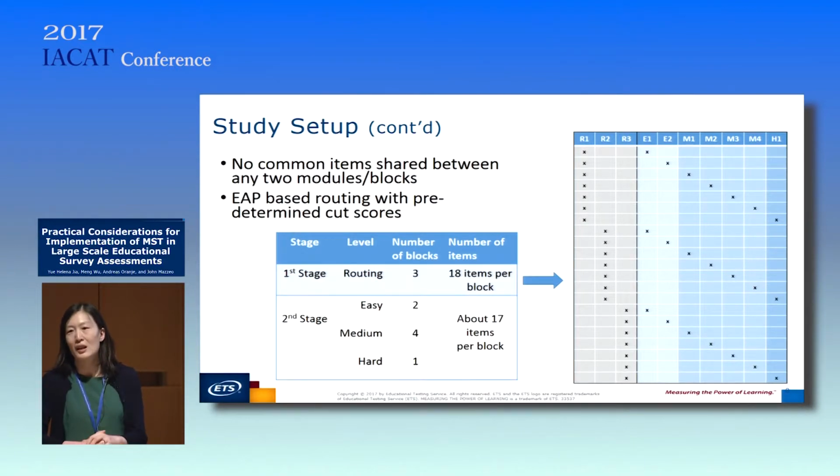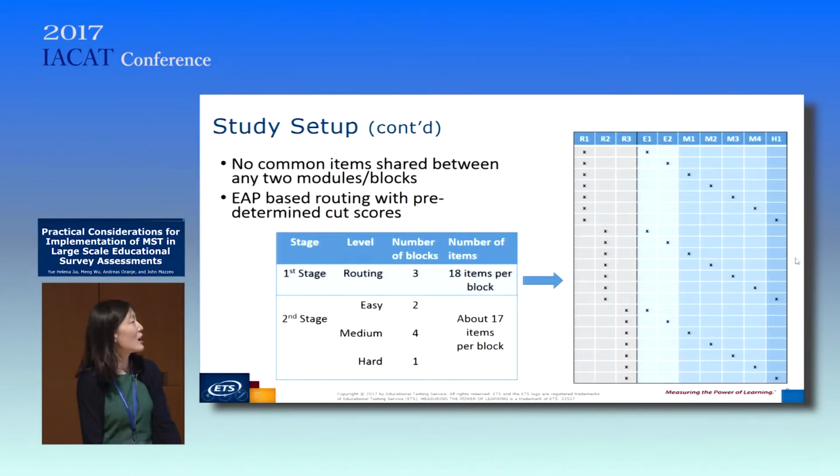You have like 15 multiple choice items to be able to route to the second stage. So the routing itself is a rather good decision-making process there. I have the design on the other side. You have basically the routers, and you have second stage blocks. Those are easy, medium, and hard. And you can see the routers do pair with different target blocks.